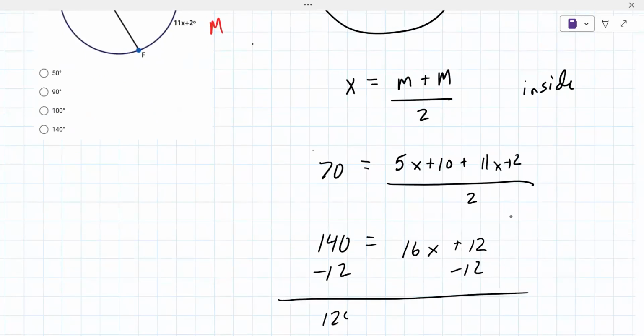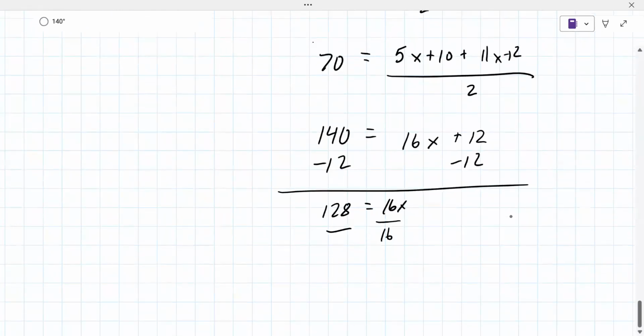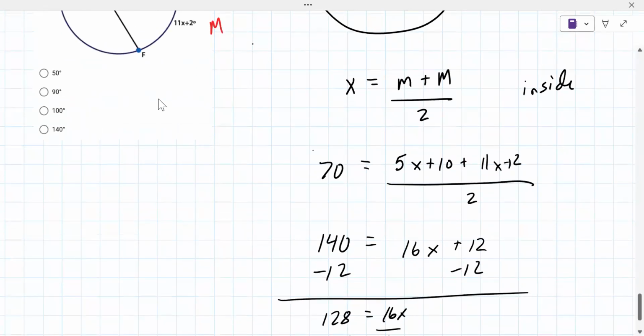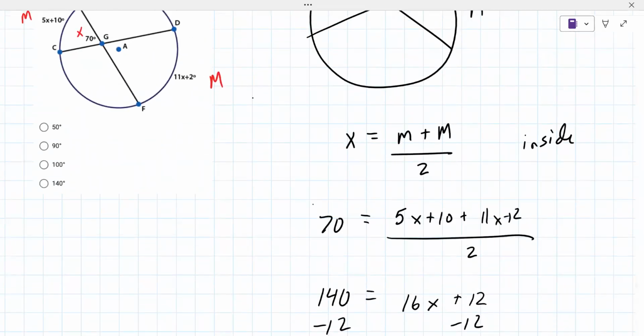So this is 128 equals 16x, divide by 16, and then x equals 8, I believe. But that's not the answer. That's just the value of x that you have to plug in. You still put it back in here to find the angle. 11 times 8 is 88. So 88 plus 2, that's 90. Yeah. So 90 degrees.